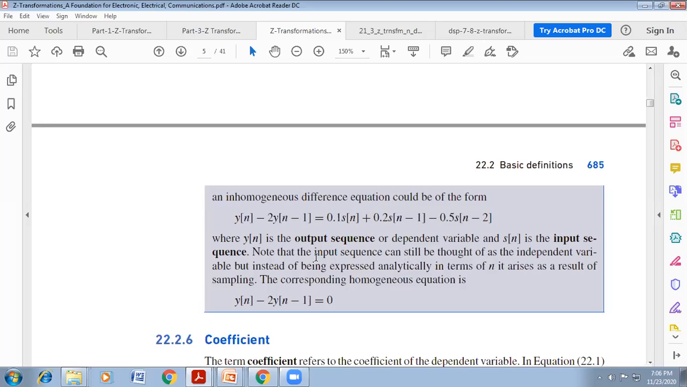So where yn is the output sequence. You must know this is the dependent variable, and the dependent variable y of course gives the output, and sn is the input. Actually sn is the input sequence. Note that the input sequence can still be thought of as the independent variable, but instead of being expressed analytically in terms of n, it arises as a result of sampling.